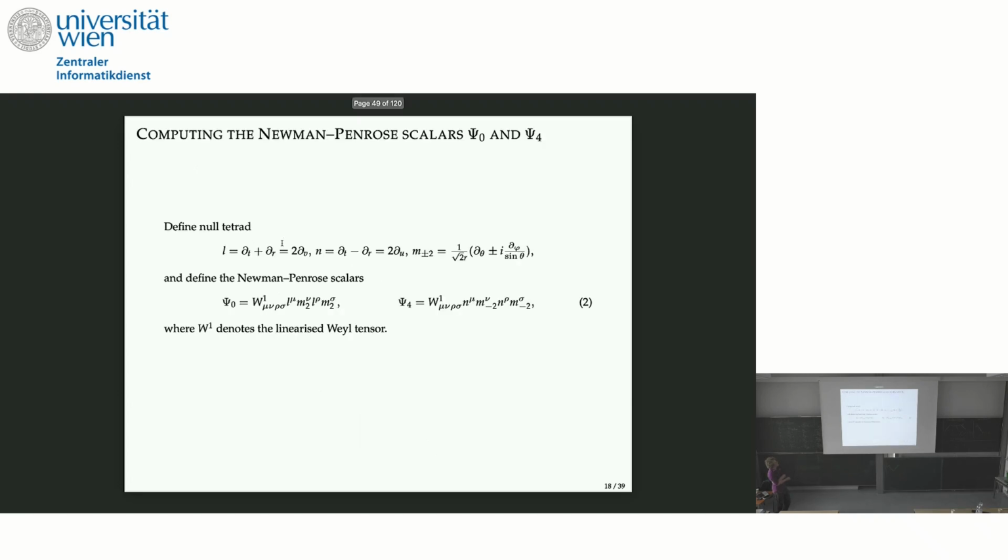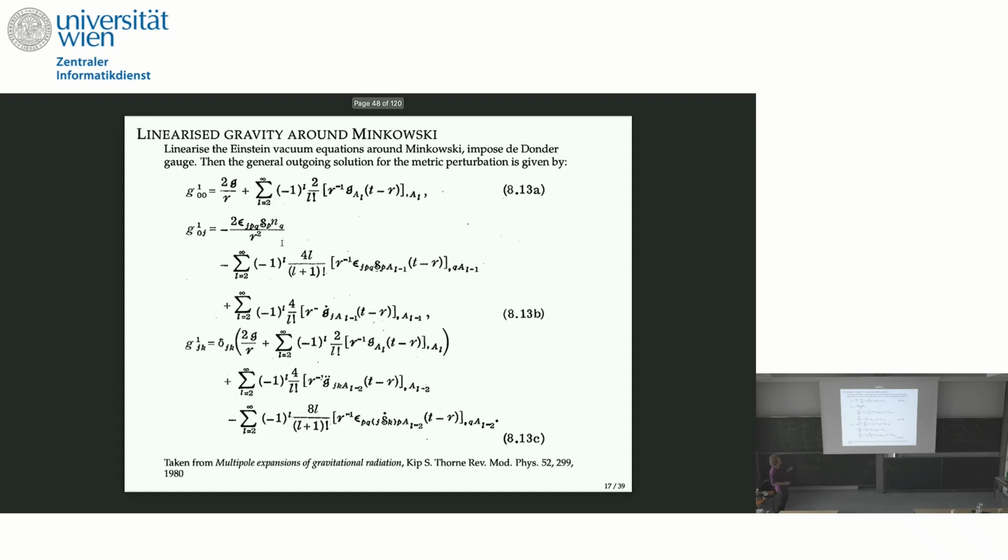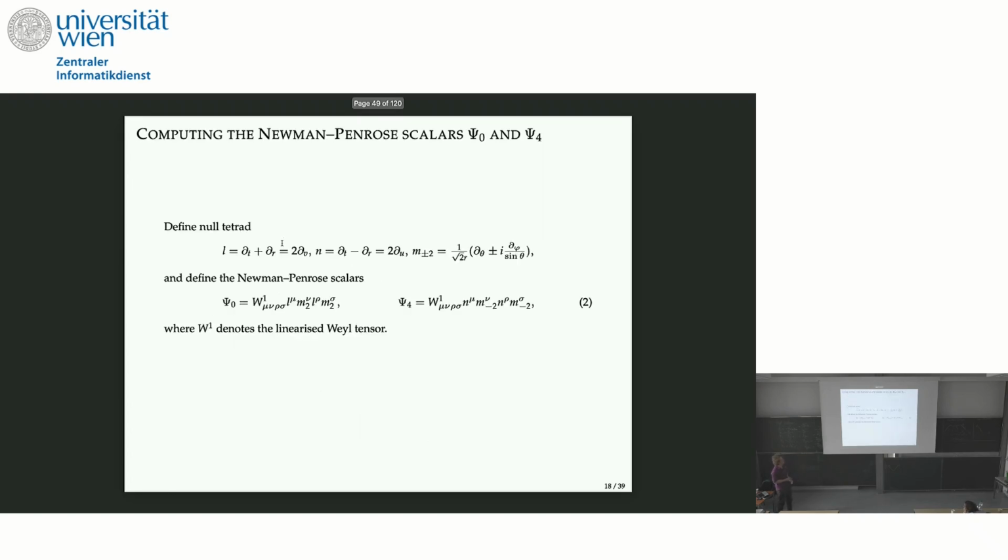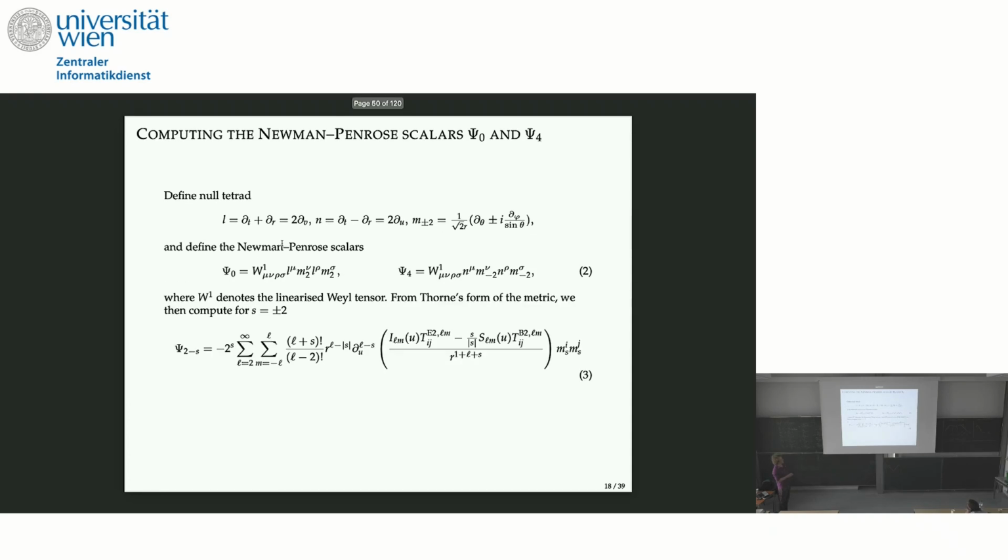Okay. And now what we want to do is, we know that this is the general form. In this talk, I will mostly talk about these Newman-Penrose scalars, psi0 and psi4. So I will basically compute psi0 and psi4 starting from this expression. I'm lucky that Mark already defined these for me, but I am using exactly the same definitions. So basically, a lengthy computation gives you this expression for the two Newman-Penrose scalars, psi0 and psi4.